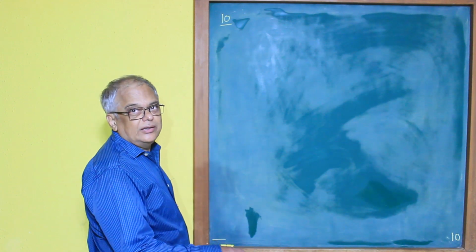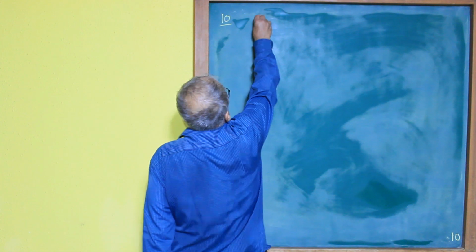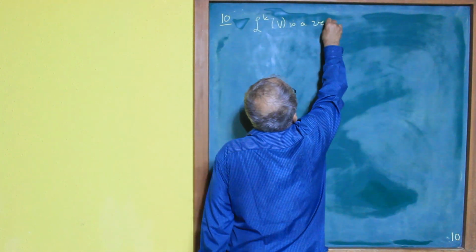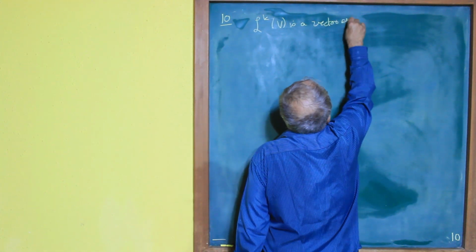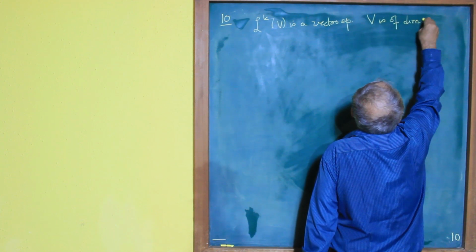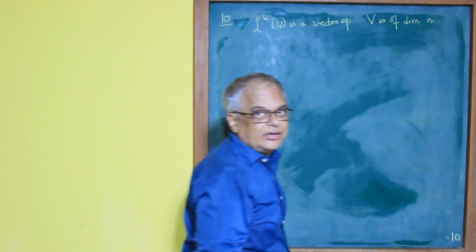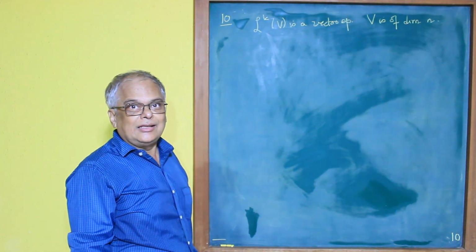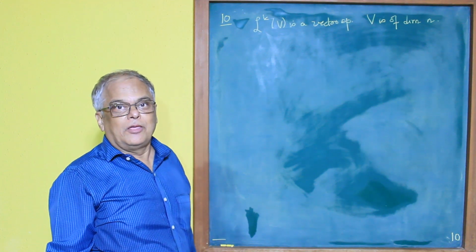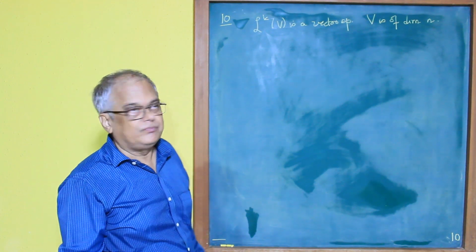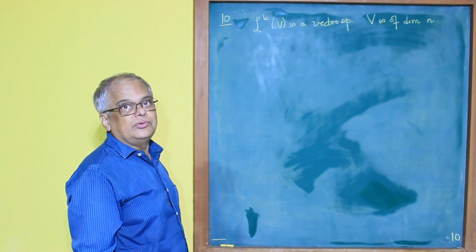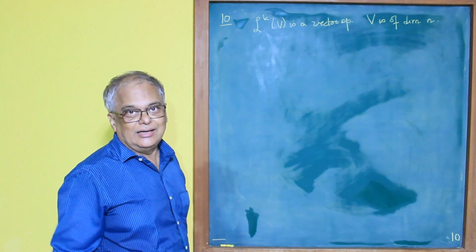So Lk of V is a vector space. V is a vector space of dimension n, and Lk of V is a vector space. We have to worry about what is the dimension of the vector space Lk of V. First thing we have to understand is that you can take a product of two elements in different Lks.